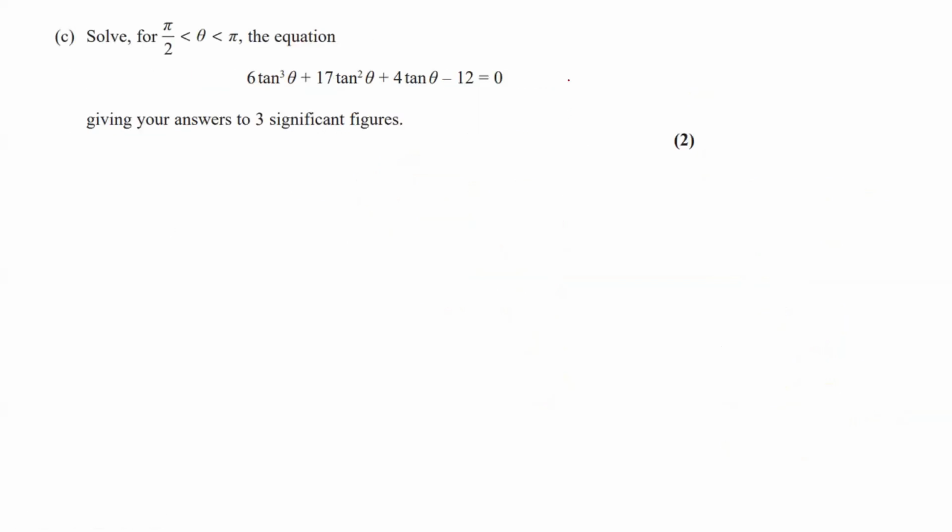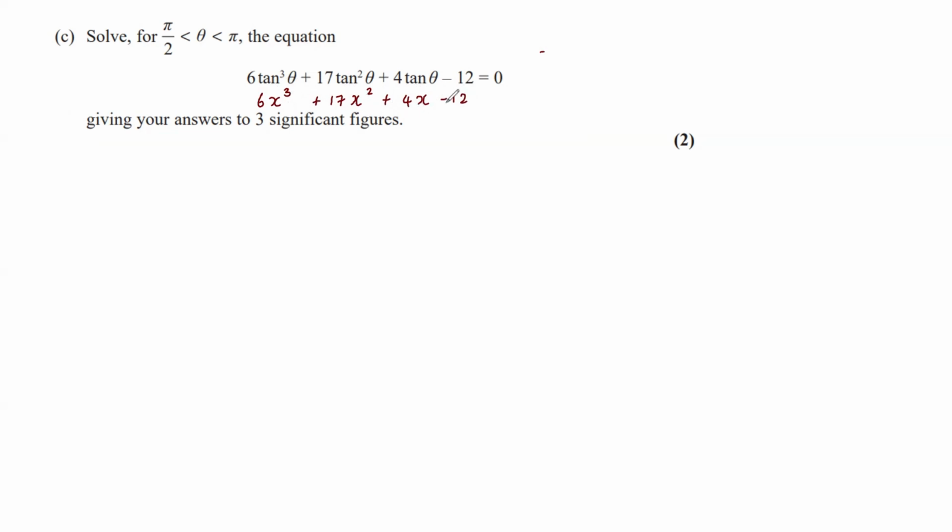So for the C part, if we check here, solve for pi by 2 to pi. So that should be in radians. The equation 6 tan cube theta plus 17 tan square theta plus 4 tan theta minus 12 is equal to 0. This is the same as the previous equation, the function 6x cube plus 17x square plus 4x minus 12.